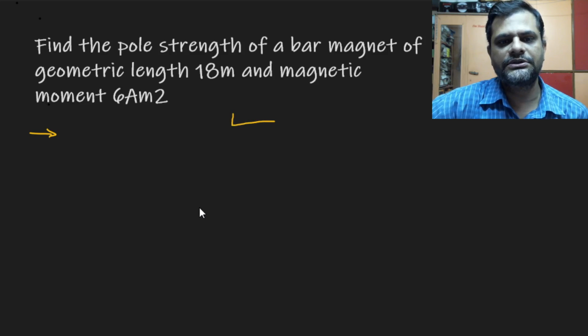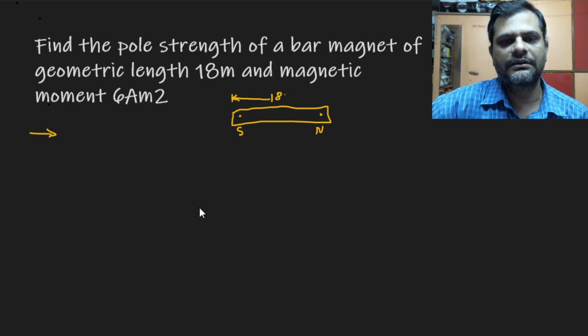Okay, so that means suppose this is a magnet, and suppose this is the south pole and this is the north pole. Okay, the geometric length of the magnet here is given to be 18 meter. Okay, this 18 meter is given as its geometric length.